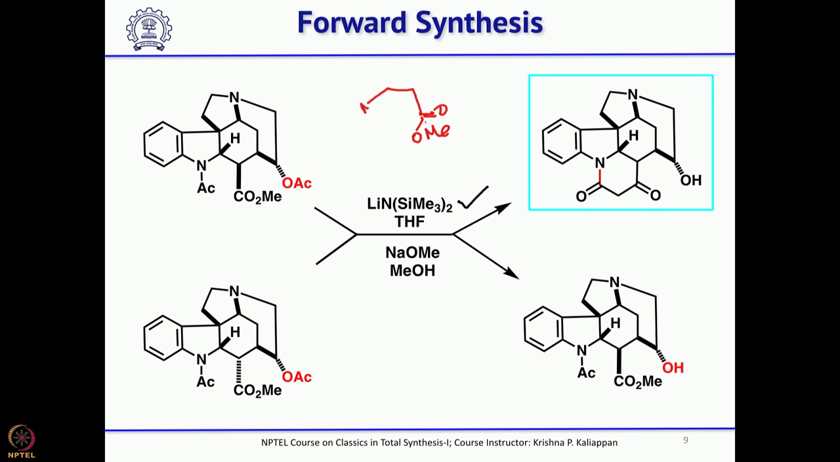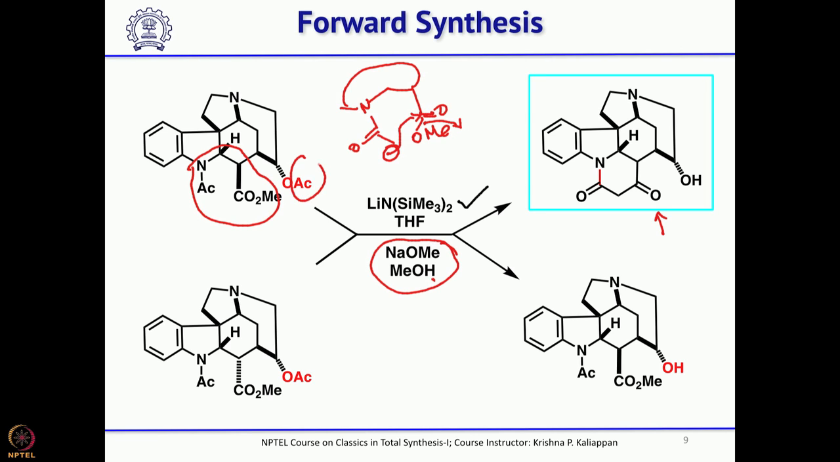Here you can see, I have written only this portion. LiHMDS will generate an anion here and it can attack this and your OMe will come out. So that way you will get a 6-membered 1,3-dicarbonyl compound, followed by treatment with sodium ethoxide methanol. The sodium ethoxide methanol will hydrolyze the acetate and you get this.